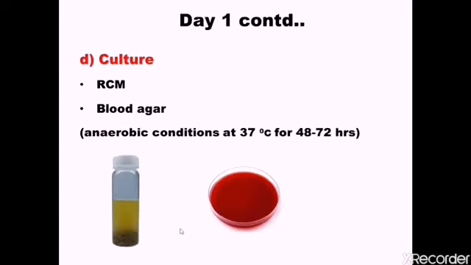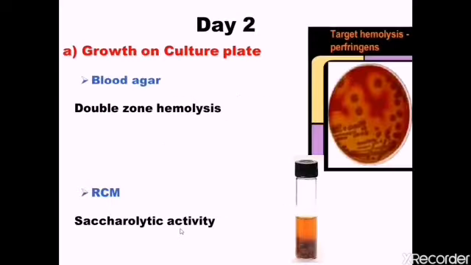You can culture this on Robertson cooked medium and blood agar, provide anaerobic conditions at 37 degrees centigrade for 48 to 72 hours. On day 2, you will notice double zone of hemolysis. This is the first zone and this is the second zone of hemolysis. So there is a narrow zone of complete hemolysis and a wider incomplete zone of hemolysis.